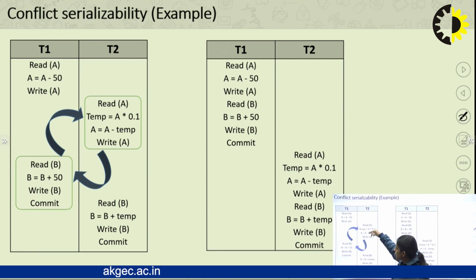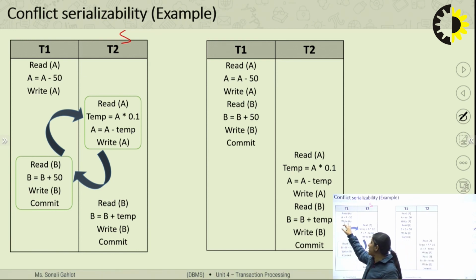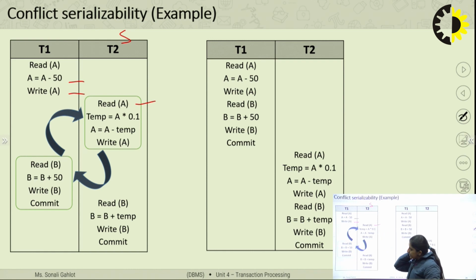This is a schedule, and it contains two transactions, T1 and T2. First of all, we start from T1: read A, then perform some operations, and then write. After T1 performs this part of the execution, we start again from here in T2. T1 reads A, performs this operation, and then T1, then T2. This is an example of non-serial scheduling.